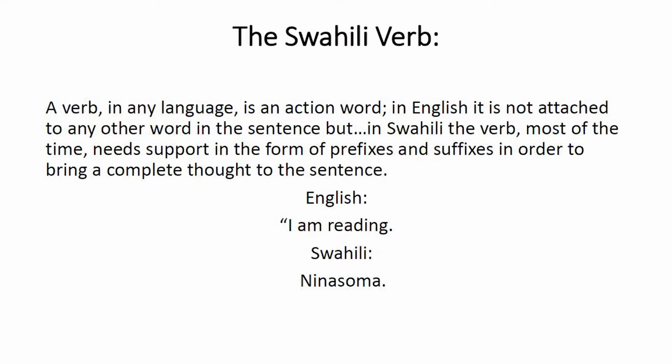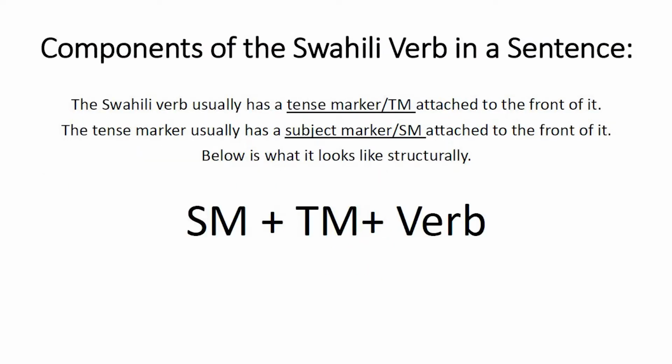So let's look at this sentence below first in English. I am reading. You have three separate words. But when this same sentence is translated in Swahili, look how it's formed. It's one word. Ninasoma. I am reading. Or you can translate it as I am studying because the verb soma means read or study. One word. So this is how the sentence that has a verb in it is broken down.